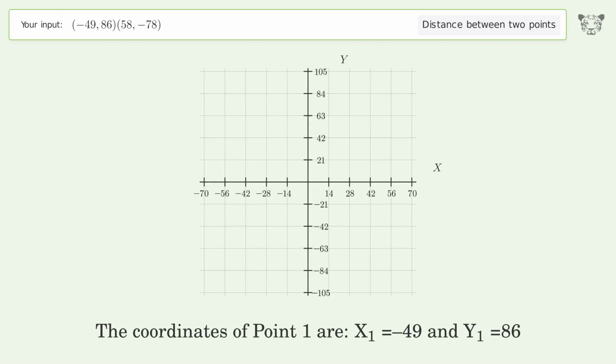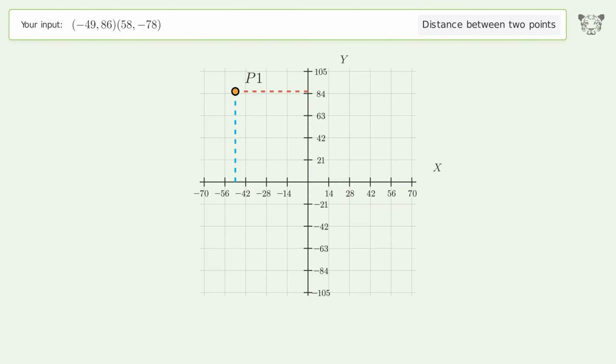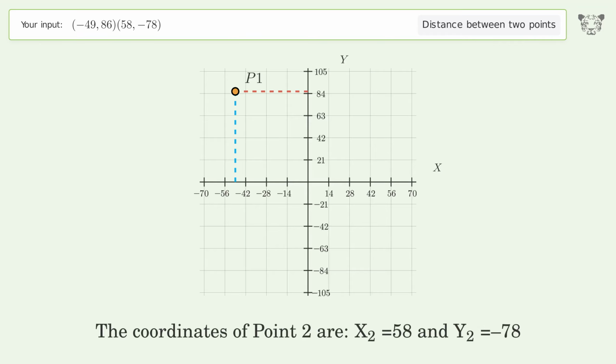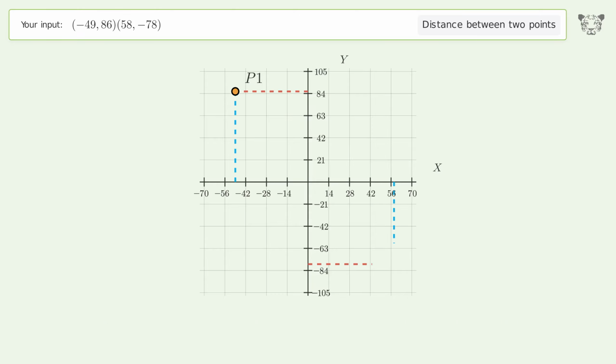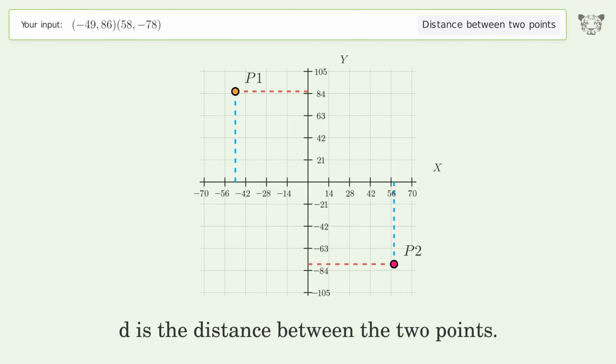The coordinates of point 1 are x1 equals -49 and y1 equals 86. The coordinates of point 2 are x2 equals 58 and y2 equals -78. D is the distance between the 2 points.